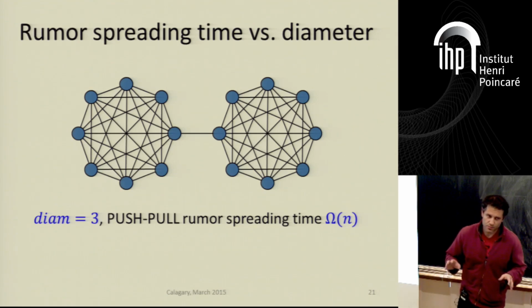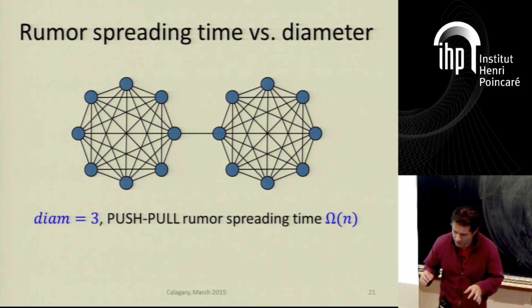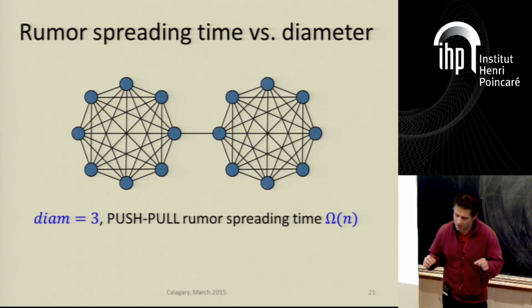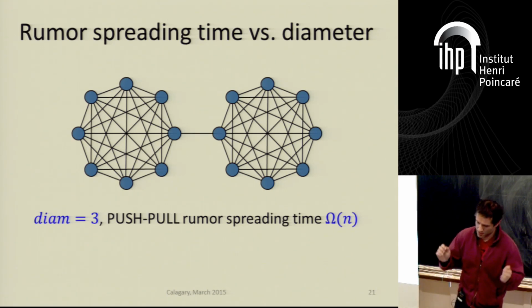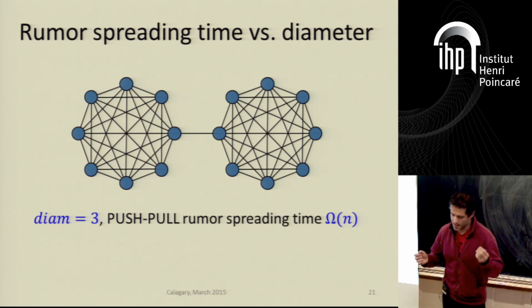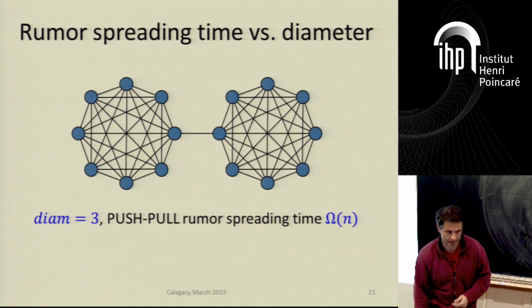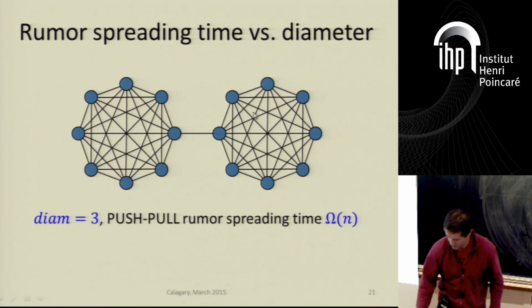So I said at the beginning that rumor spreading performs well in many graphs, but not in all graphs. In particular, not in all graphs that have small diameter. Here is an example: two cliques of size n over 2 connected by this single edge. The diameter is just 3. And push-pull rumor spreading requires a linear number of steps to spread the rumor. Why? Because it takes, in expectation, a linear number of steps before any of these nodes chooses the other one. So it takes a linear number of steps for the rumor to cross this edge here.